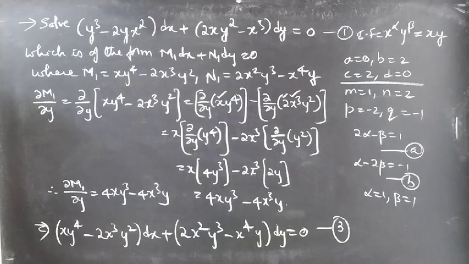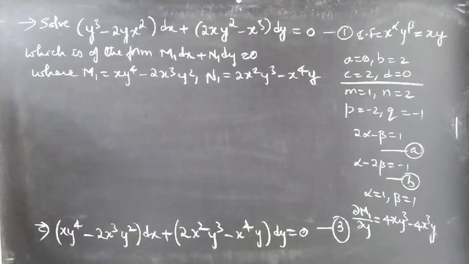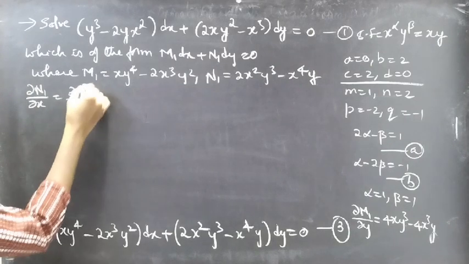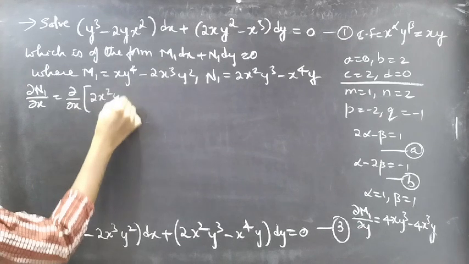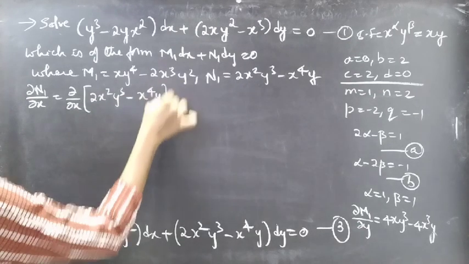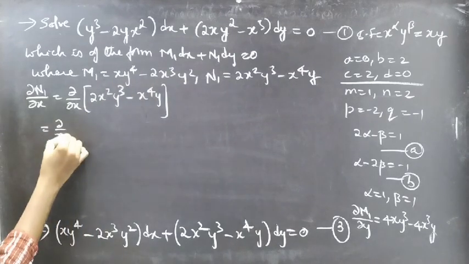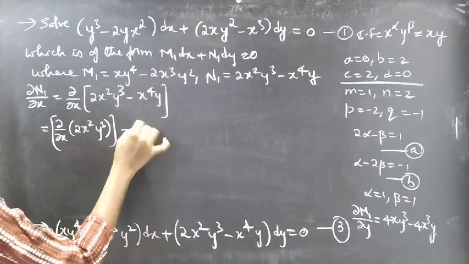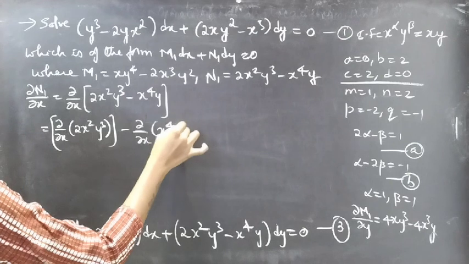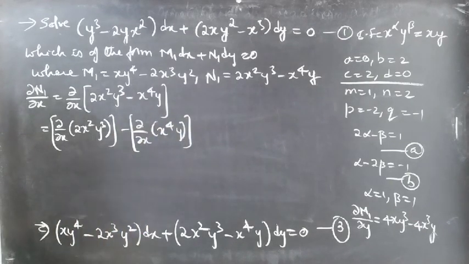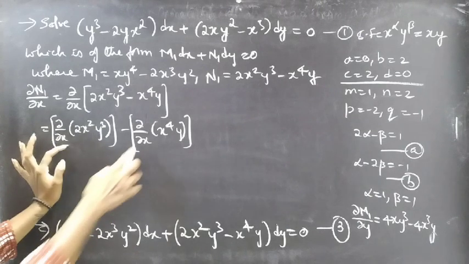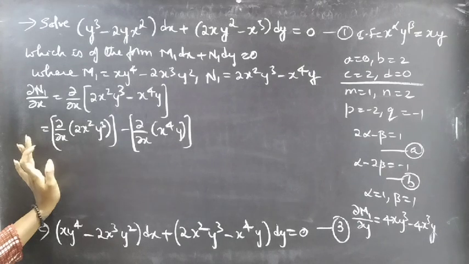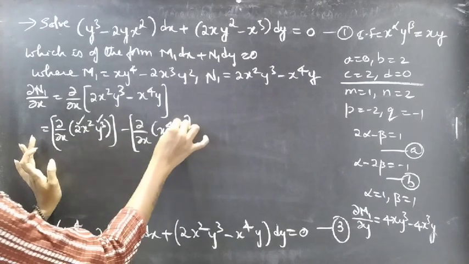Let's now find partial derivative of N1 with respect to x. Dou by dou x of N1, 2x square y cube minus x power 4 y, is equal to dou by dou x of 2x square y cube minus dou by dou x of x power 4 y. Since it is partial derivative with respect to x, y is treated as constant. Here 2y cube is constant, and in the second term y is constant.